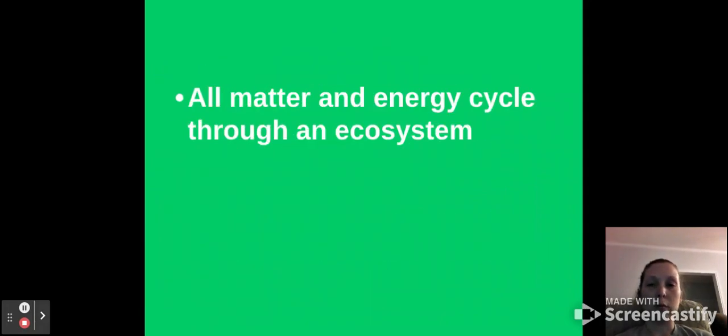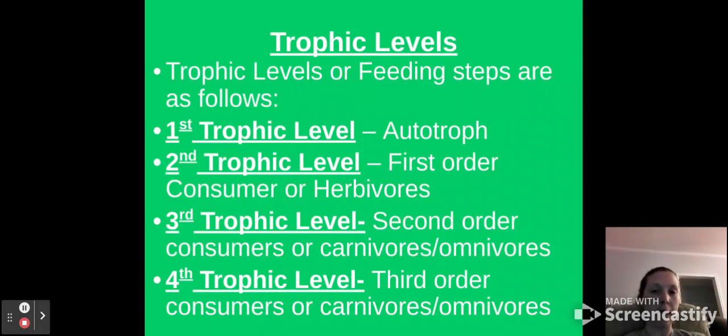So all matter that we look at goes into the energy cycle of an ecosystem. And we look at this energy in terms of trophic levels. So trophic levels are feeding steps, and the first trophic level are the autotrophs. So that's our biggest grouping, okay? Second level is the first order consumers or the herbivores. Third level are the carnivores and omnivores.